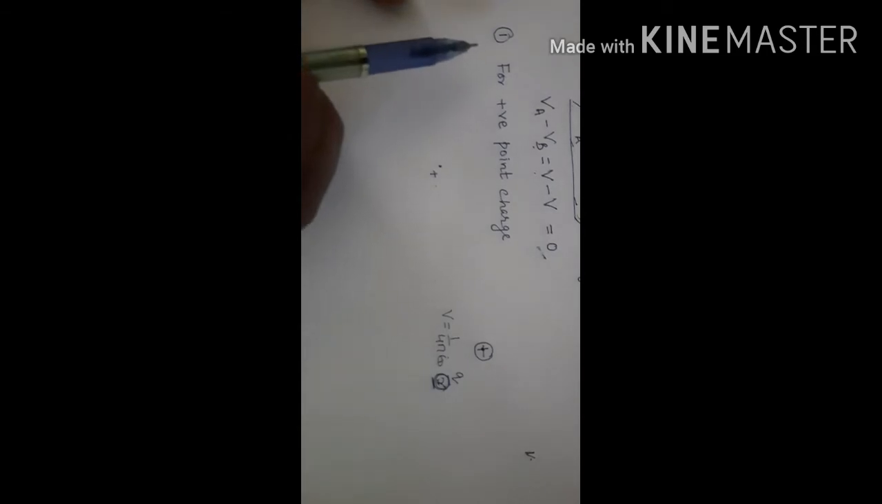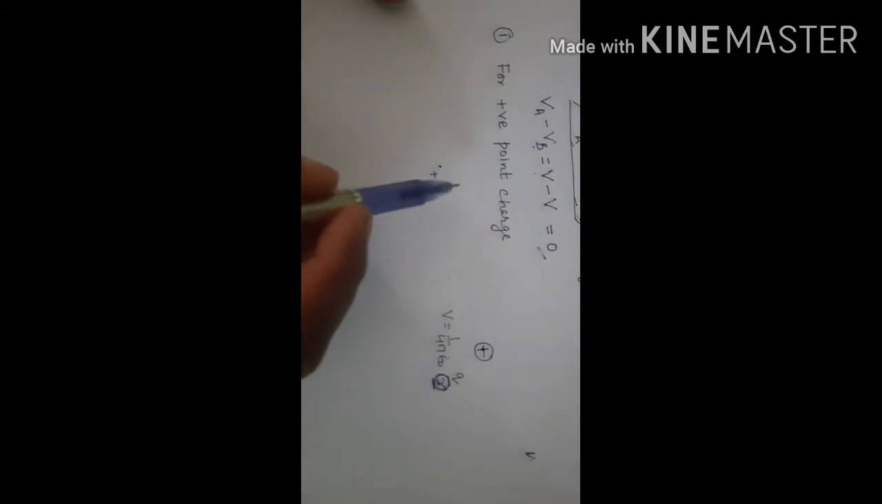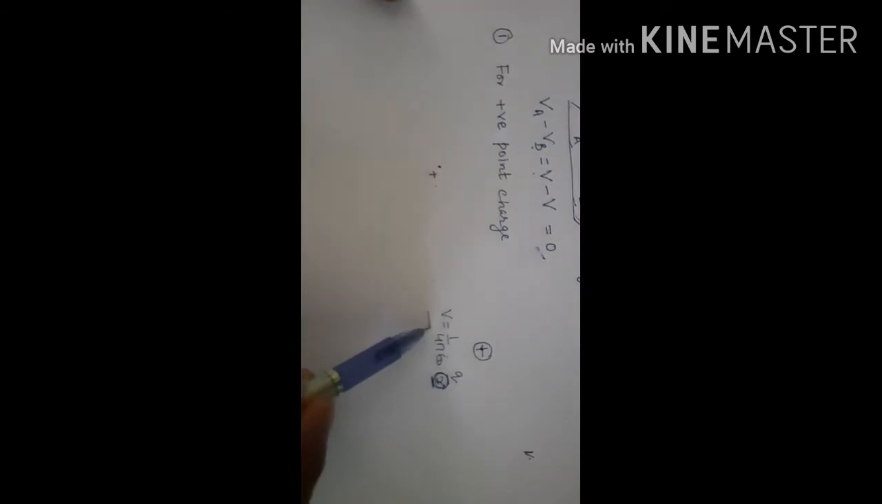Let us discuss the equipotential surface for different cases. Let us discuss the first case, a positive point charge. So this is your positive point charge. We know that the potential due to this point charge is given by this relation. The potential is the same if the radius is the same, or if the distance is the same.